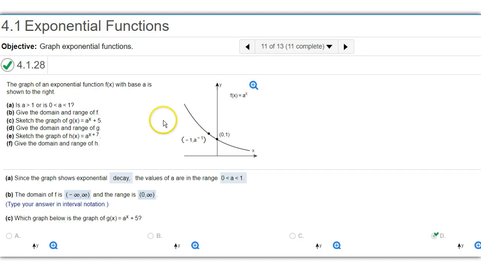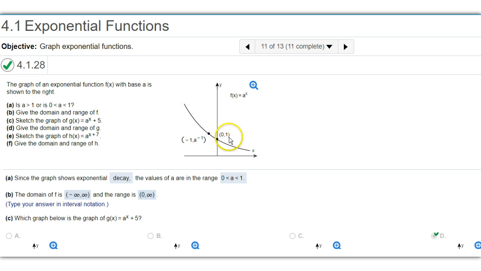All right, this is an interesting one, also in section 4.1. It says the graph of an exponential function with base a is shown to the right. Now, since you see it's going high to the left, and as you go to the right it goes down, this is actually some negative value of x, which makes it fractional. So these are fractions here that we're going to raise to different powers.